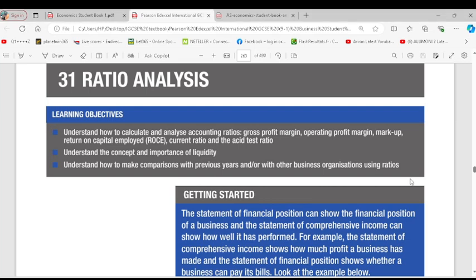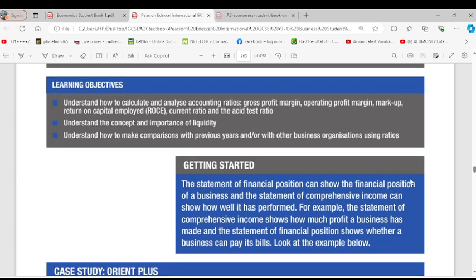Chapter 31, ratio analysis. When we talk about ratio analysis, we are simply talking about comparing different accounting ratios. That is what analysis is about. You compare different accounting ratios, different accounting items, different financial items. When you compare them, that's what ratio analysis is about. Let's go down anyway.